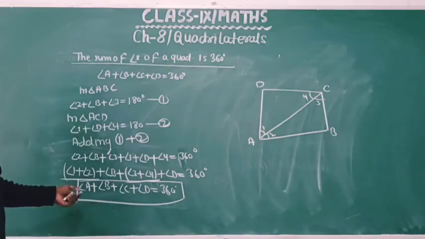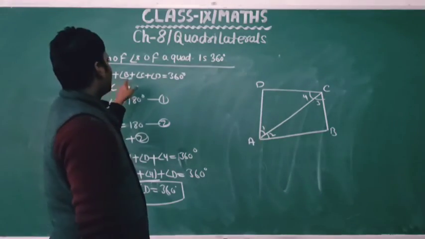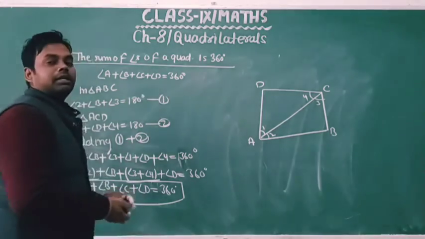So here we can verify the angle sum property of the quadrilateral: the sum of the angles of a quadrilateral is 360 degrees.